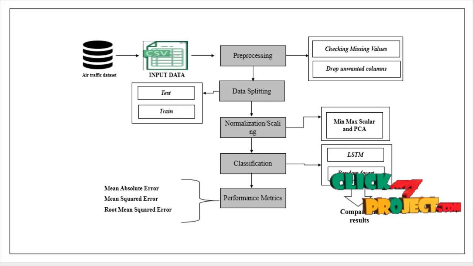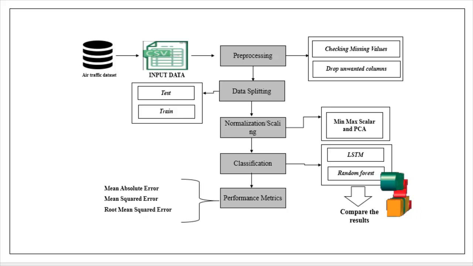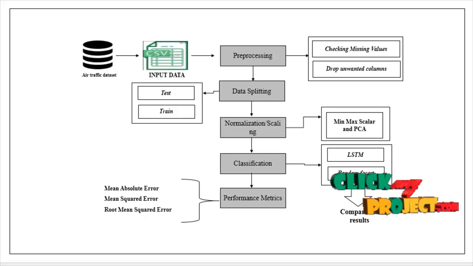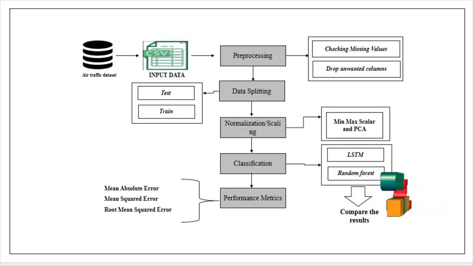The pre-processed data are carried out to the data splitting module. Here we have to split the whole data set into test and train, based on a ratio. Test is used for prediction and train is used for evaluation. After that, the split data set is carried out to the normalization or scaling module.